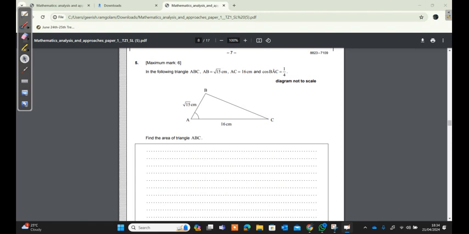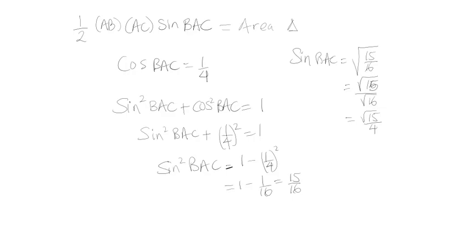So in the question, we have the lengths given to us. So AB is root of 15 and AC is 16. So we have root of 15 and 16. So we can replace those now. So it's half times root of 15 times 16 multiplied by sine of BAC, which is root of 15 divided by 4. And what happens is that the 4 can go into the 16, you get 4 times. And root of 15 times root of 15 is 15, so you end up getting half times 15 times 4.